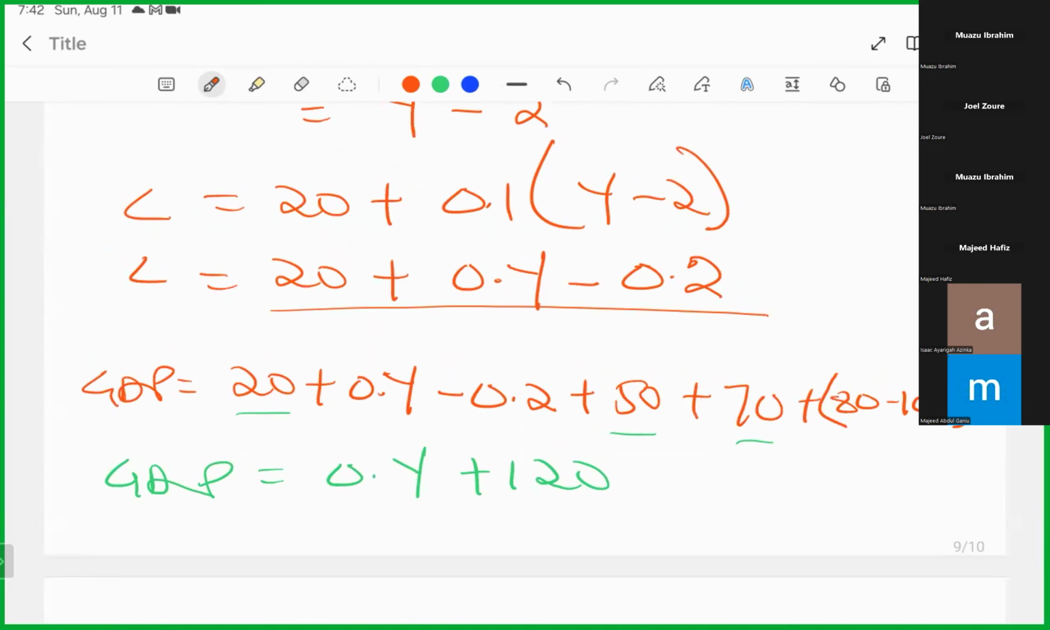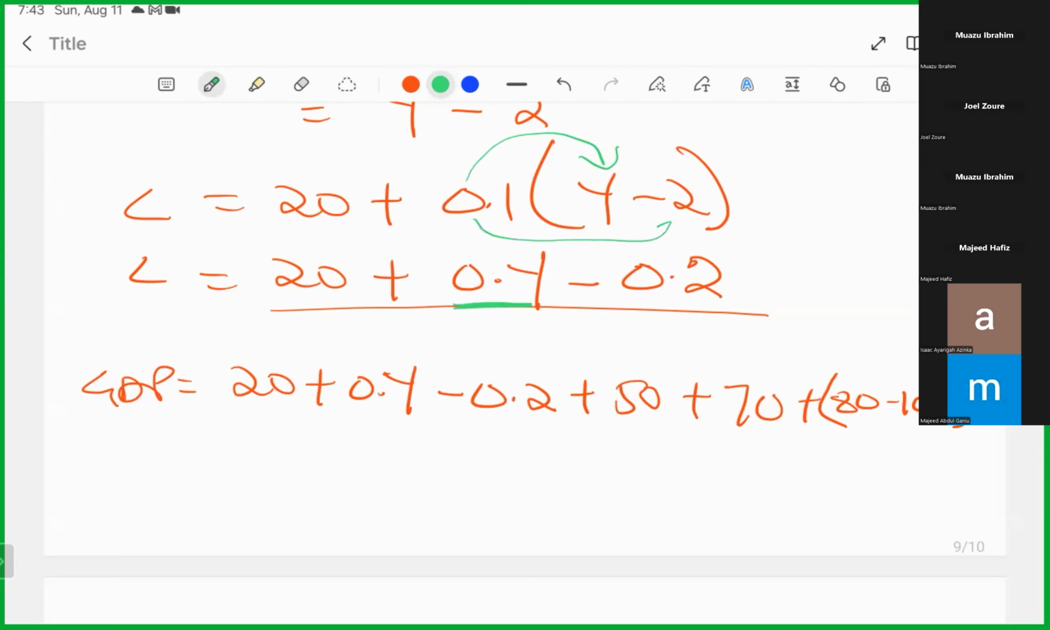I didn't get that part. It's true, I even skipped something myself. Okay, so here, remember what we are looking at? This 0.1 times Y, which is this one, and then this 0.1 times 2, which is this one. So this whole thing is the consumption, which is here.